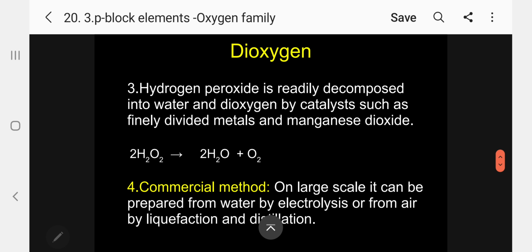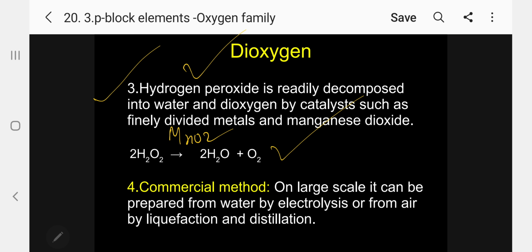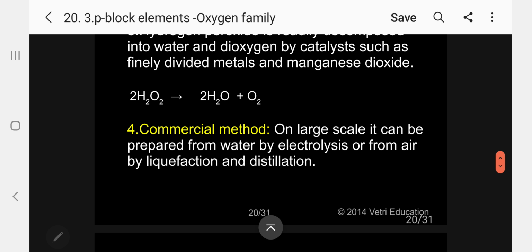Third, hydrogen peroxide is readily decomposed into water and dioxygen by catalysts such as finely divided metals and manganese dioxide, MnO2. It decomposes into water and oxygen. So we can prepare oxygen. Finally, let me go for the commercial method.